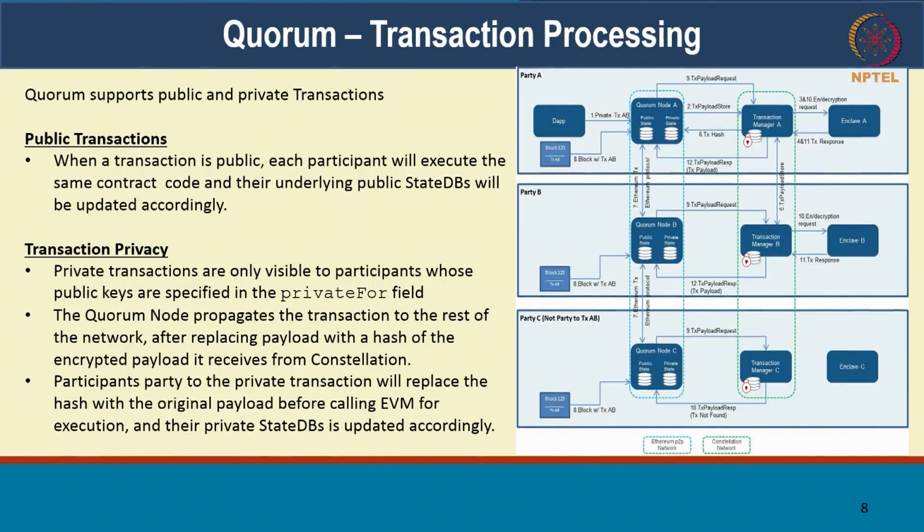It replaces it with just a hash, and the encrypted payload is sent to the constellation. So the constellation in each node... if you are an authorized entity of this private transaction, so if you are part of the private for field, then within your constellation you'll be able to decrypt it because you have the key. You'll be able to decrypt it, execute the transaction and see the decrypted content. But all the others will only receive a hash.